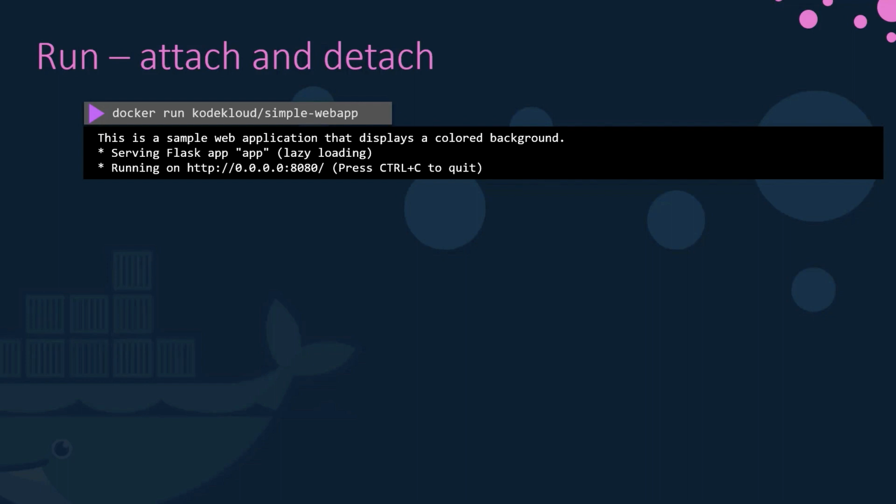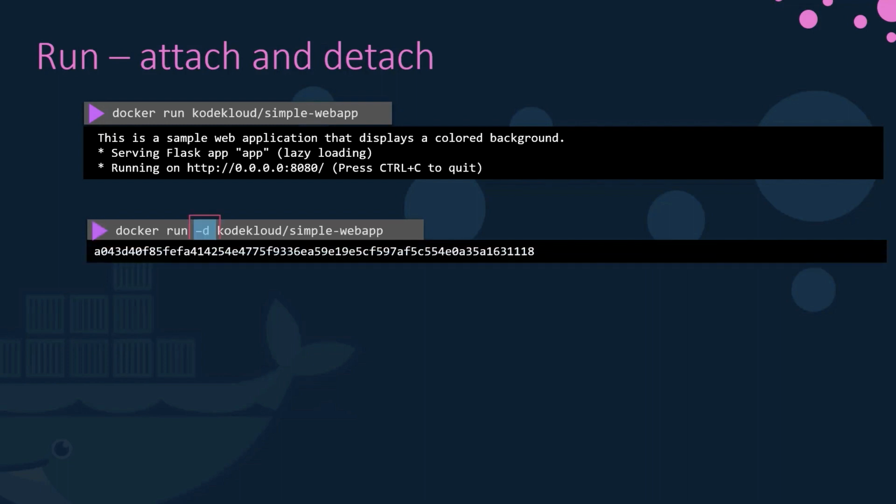Another option is to run the Docker container in the detached mode by providing the -d option. This will run the Docker container in the background mode, and you will be back to your prompt immediately. The container will continue to run in the backend. Run the docker ps command to view the running container.